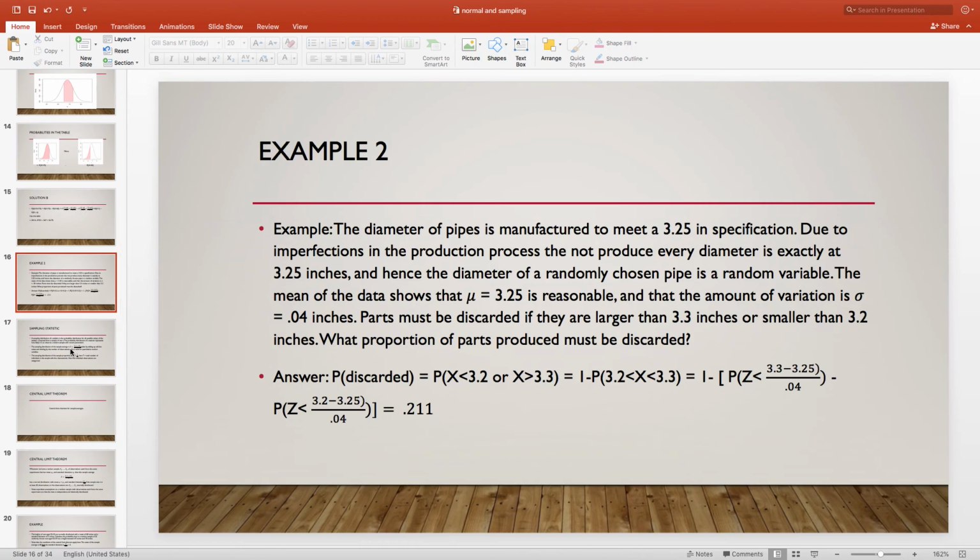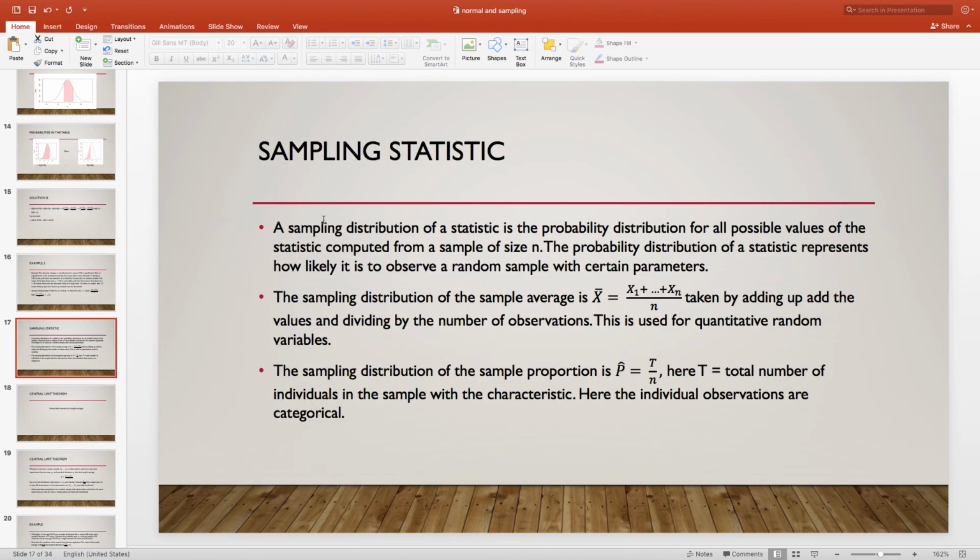So here's another situation in which the normal distribution comes up, and that's with the sampling statistic. A sampling distribution of a statistic represents the probability distribution for all possible values of the statistic computed from a sample mean. The probability distribution of a statistic represents how likely it is to observe a sample with certain parameters.